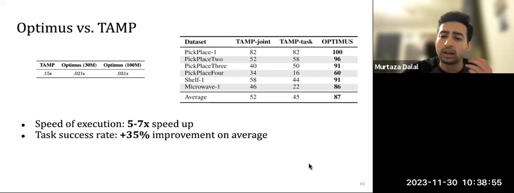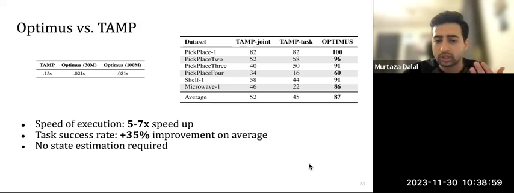So you might be wondering, how can the student improve so much over the teacher, or in fact at all? Well, we hypothesize that the higher success rate is because Optimus learns from successfully executed trajectories, enabling it to account for dynamics, which TAMP does not during execution. Optimus is essentially learning a very good filter.